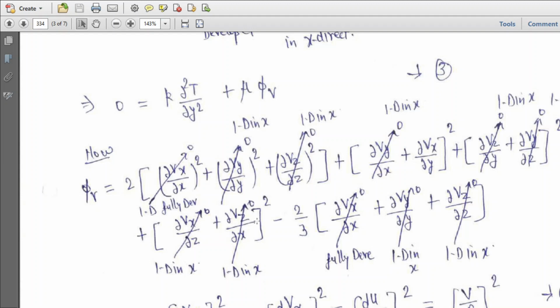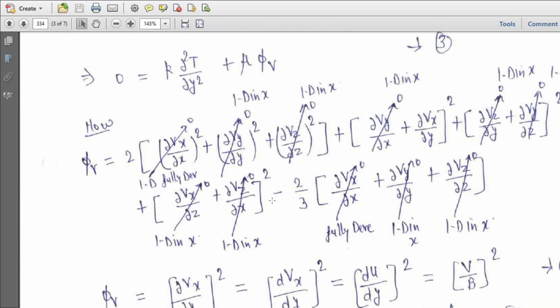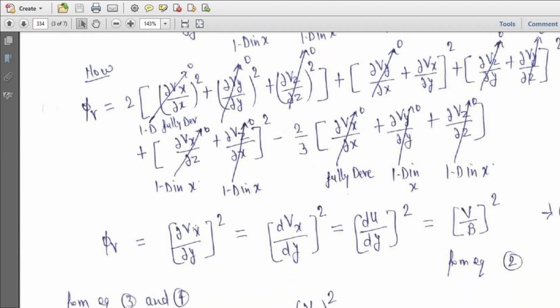So from here, Vz is also 0, and ∂Vx/∂x is 0 because the flow is fully developed in the x direction. Now Vy is already 0, Vz is already 0. So we are left with only one term, ∂Vx/∂y. So Vx is only a function of y, so the partial derivative is converted to a total derivative, d²Vx/dy², so you have this expression V/b².